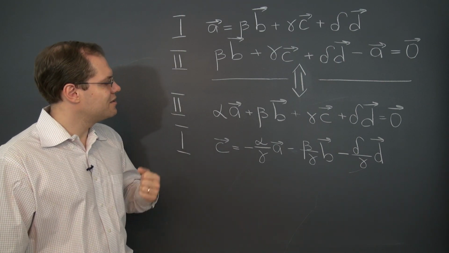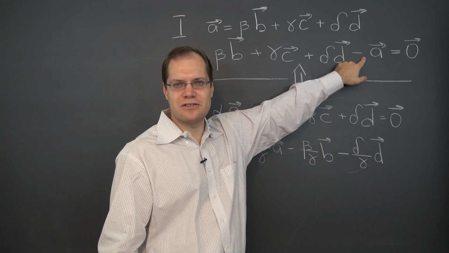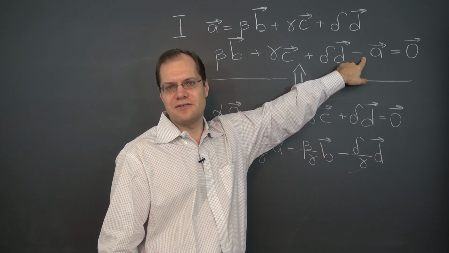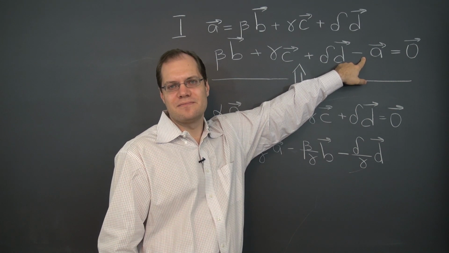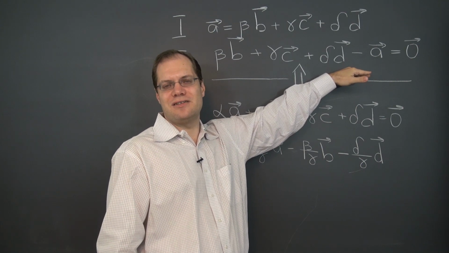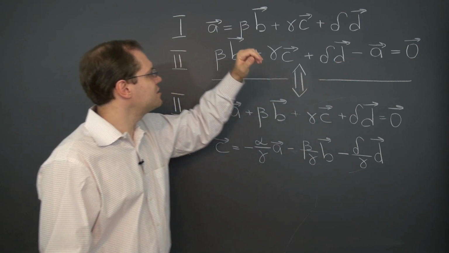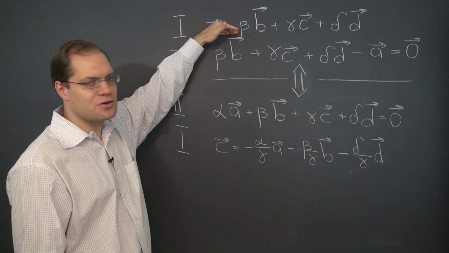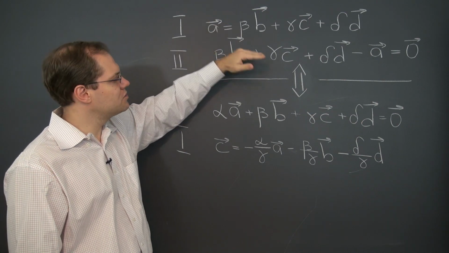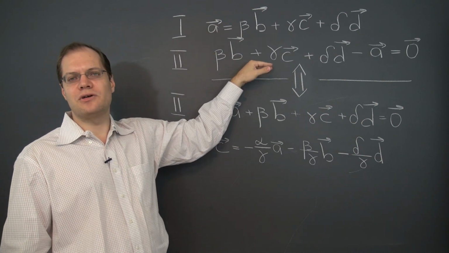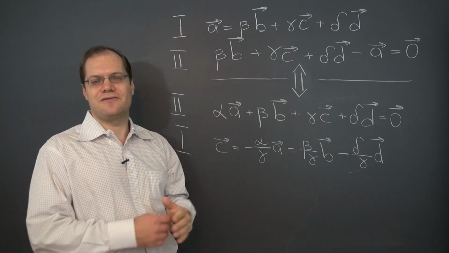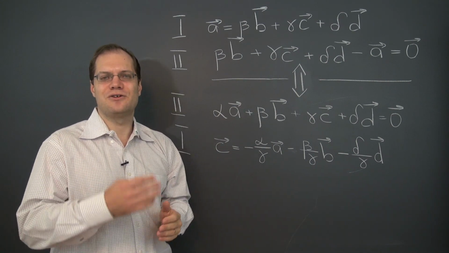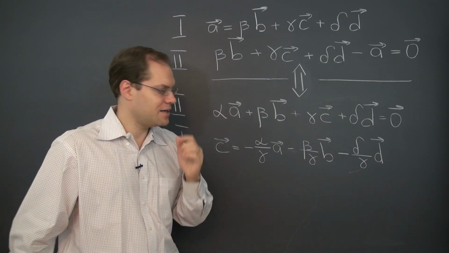And of course, it is so because this coefficient is not zero. This coefficient is minus 1. So this linear combination is non-trivial. So a set of vectors linearly dependent according to the first definition is also linearly dependent according to the second definition. Just a very, very easy way to go from the first definition to the second.